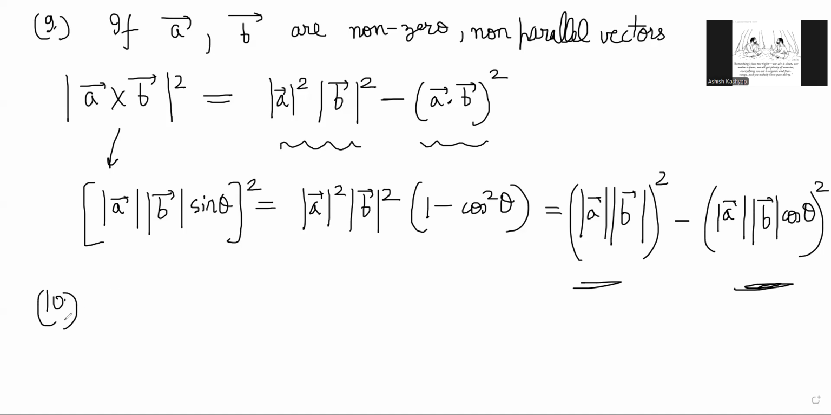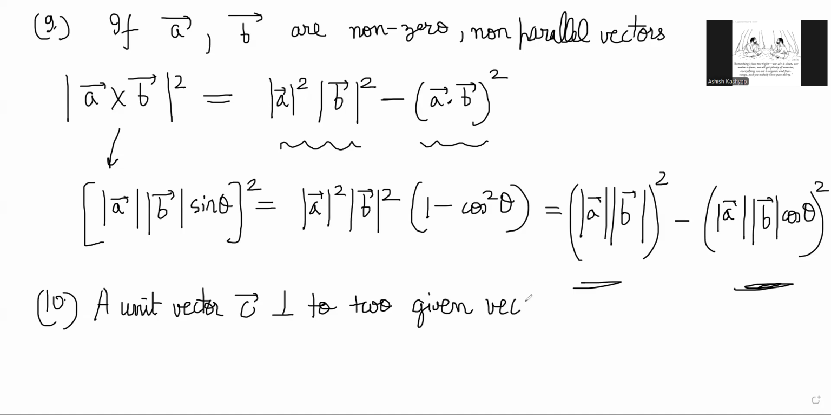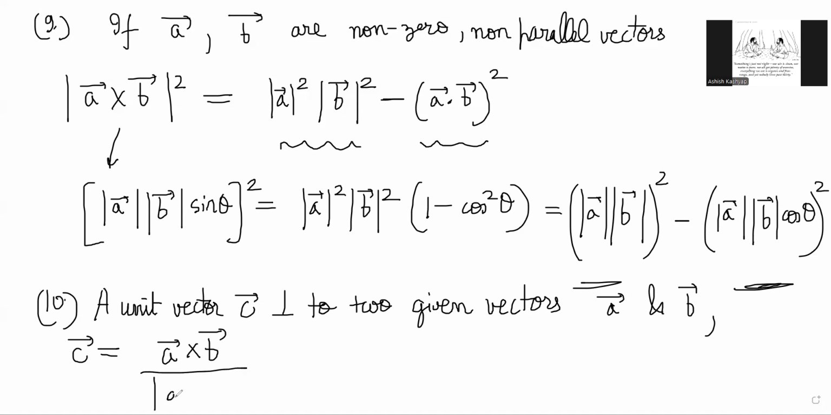Another thing to notice is if you want a unit vector C that is perpendicular to two given vectors A and B, then C is obviously going to be A cross B divided by mod of A cross B. Because by the definition of the cross product, A cross B is perpendicular to both A and B. So if you divide A cross B by mod of A cross B, you will get a unit vector perpendicular to the two given vectors A and B, right? So that is a standard idea that you should know.